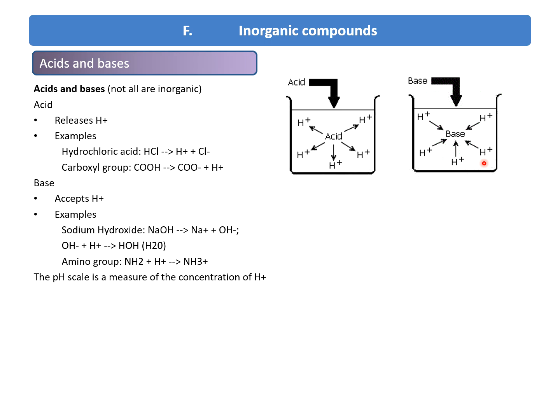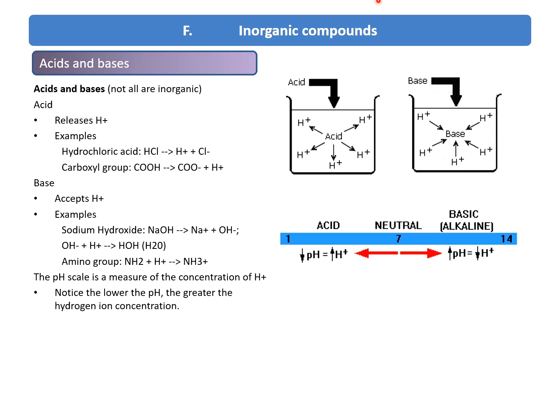A pH scale is used to measure hydrogen ion concentration. It's a scale of numbers from 1 to 14. The lower the number on the pH scale, the greater the number of hydrogen ions. A solution is neutral if the pH is 7.